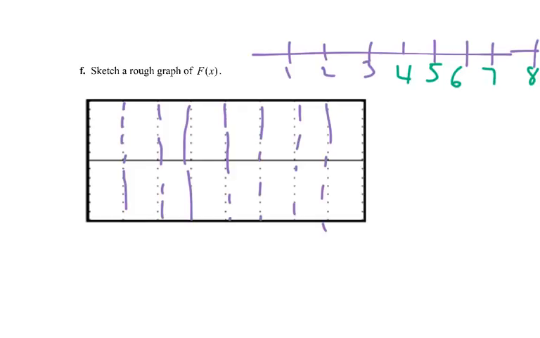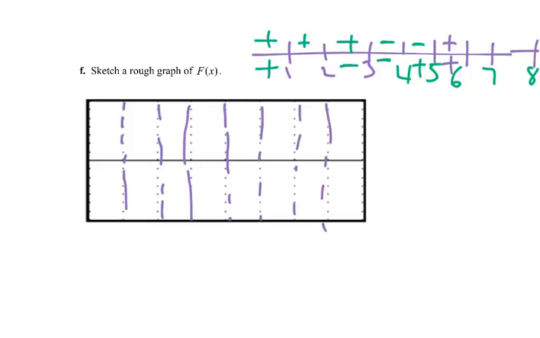Okay? From 0 to 1 is above the x-axis, increasing. From 1 to 2 is above the axis, but it's not increasing, it's not decreasing, so we're not going to put anything. From 2 to 3 is above the x-axis, but it's decreasing. From 3 to 4 is below the x-axis and decreasing. From 4 to 5 is below the x-axis and increasing. And then 5 to 6, above, increasing.